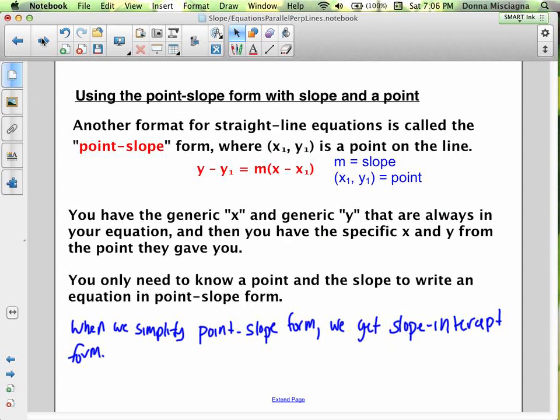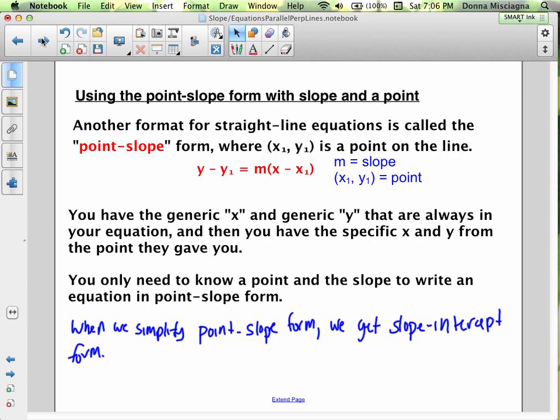Something called standard form is another format we can write the equation of the line. And a third format is point slope form. So point slope form is an equation of the line. Sometimes when you're asked to write the equation of a line, you can just use point slope form, which is really easy. But if you're asked for slope-intercept form, if you simplify point slope form, you automatically get slope-intercept form.